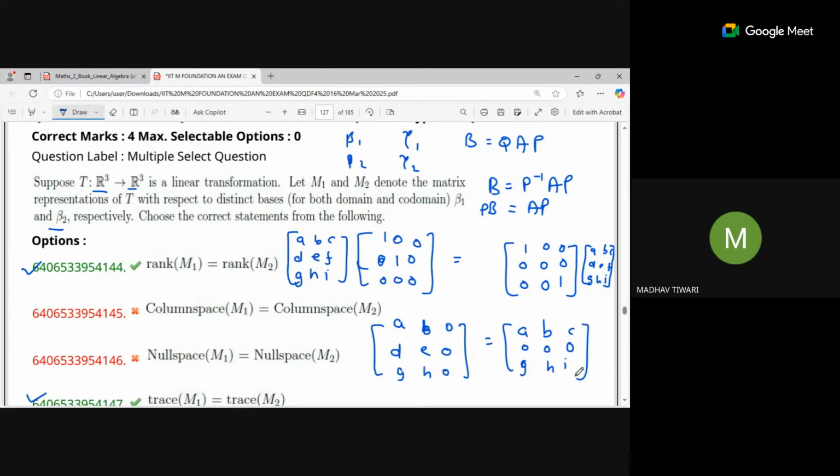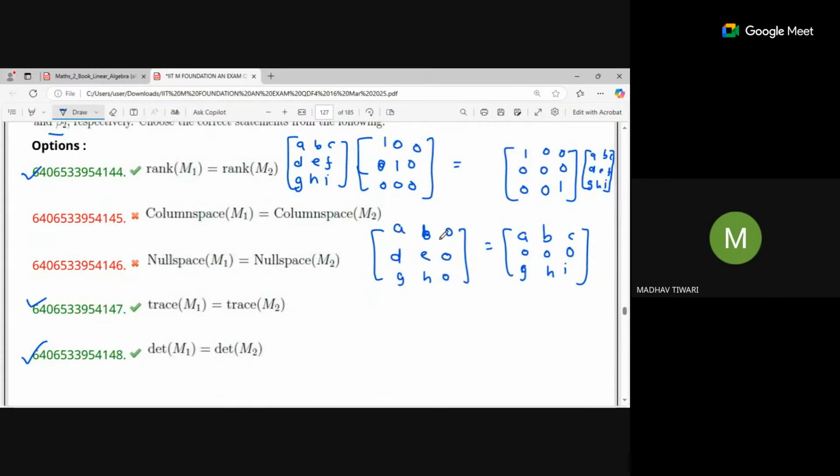Okay. So if you compare these two, you will get A is equal to A, B is equal to B, and C is equal to 0 you got. D is equal to 0, okay. And E is equal to 0 and I is equal to 0. 4 variables you got that these are zeros.